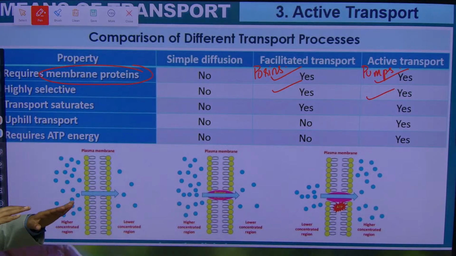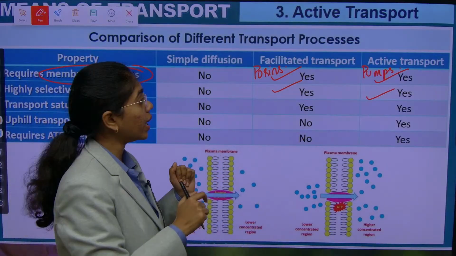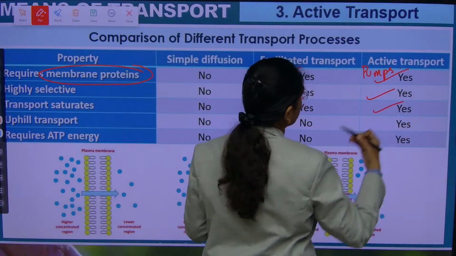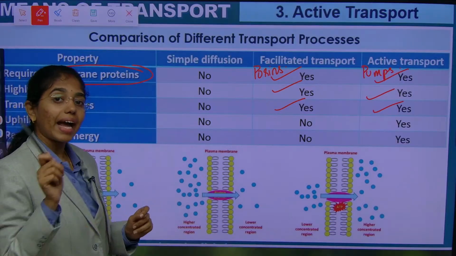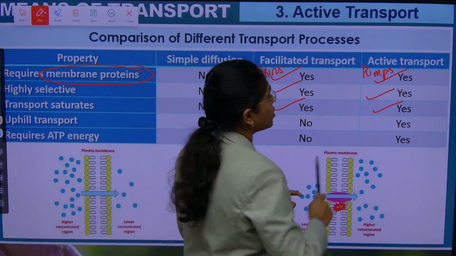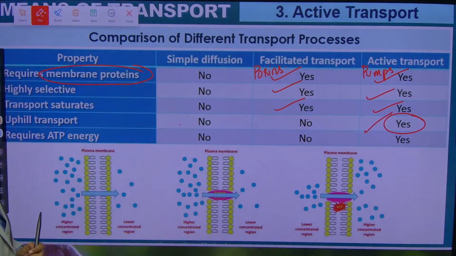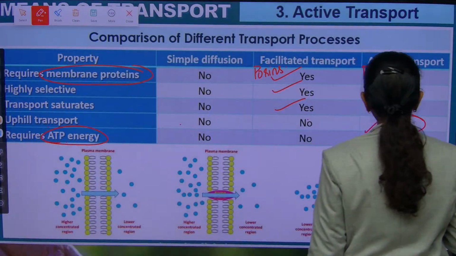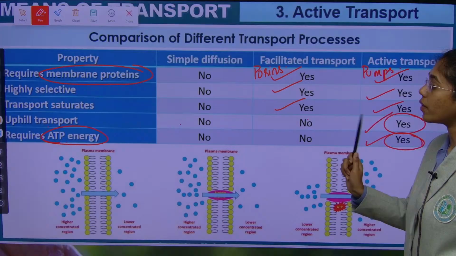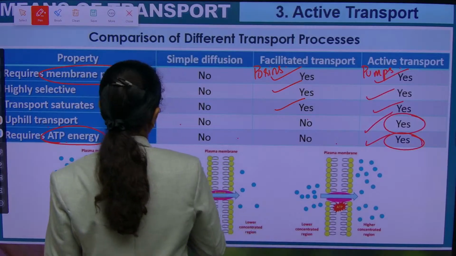Next, transport rate reaches a saturation level when all the transporters are used up. That happens only for facilitated diffusion and active transport again. Uphill transport, that is against the concentration gradient, is observed only in active transport, not in facilitated or simple diffusion. Next is requirement of ATP energy. ATP energy is required only for active transport. It is not required for simple diffusion or facilitated diffusion. Clear till here? Any doubt anywhere?